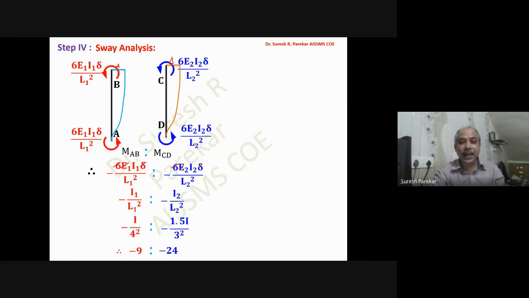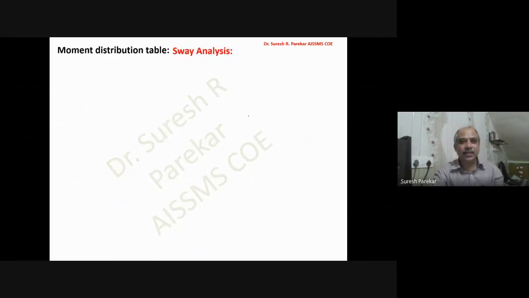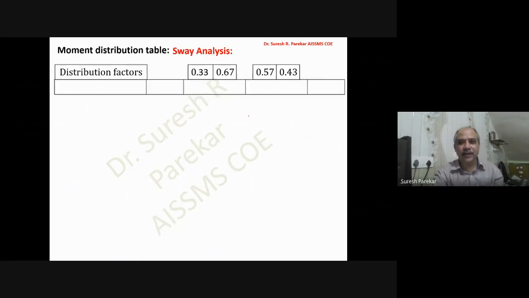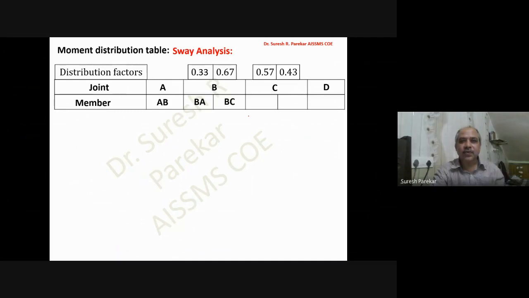So MAB and MBA I have the same, MCD and MDC I have the same. Keep in mind, in sway analysis for beam, our moments are 0. So for beam we have to take fixed end moments as 0. We are not going to consider any fixed end moments because we have seen that for beams we are not going to have any moment developed, and for sway we have to consider only columns. Then we have this moment distribution table in the same fashion. Now I will not explain again in detail because we have to go through one problem again. So we are with this now.